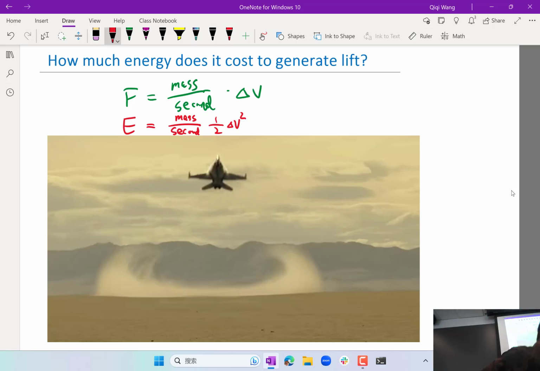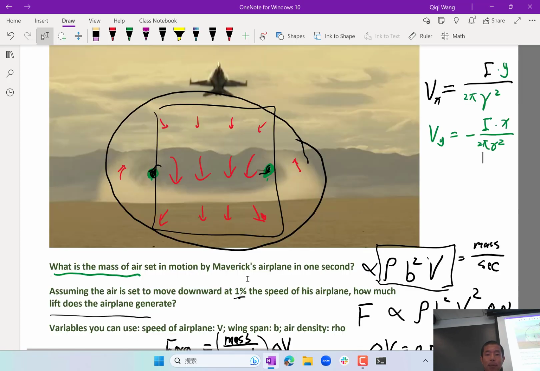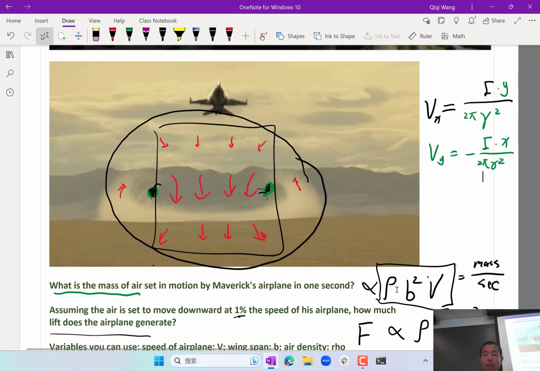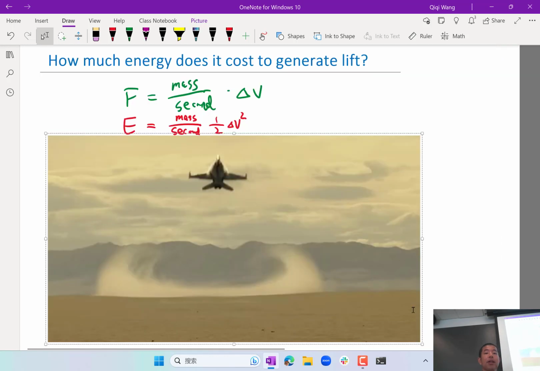That's the most intuitive explanation for why, if you want a high energy efficient lifting device, you want to move a lot of mass per second, which means a large span, right? Because the mass we are moving per second is proportional to the square of the span. And that actually reduces how much delta V you have to move the air, and therefore reduces how much energy you have to spend in generating the same lift.